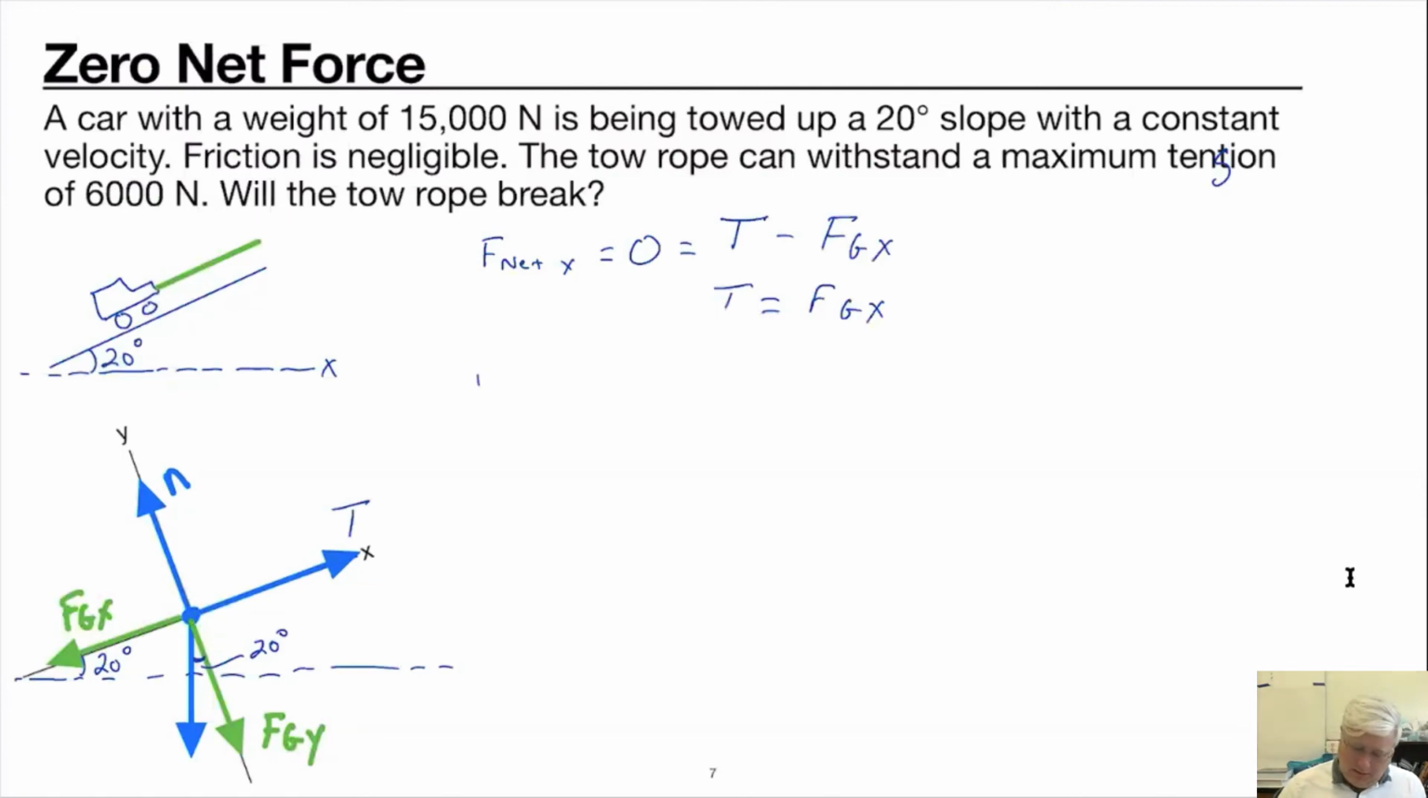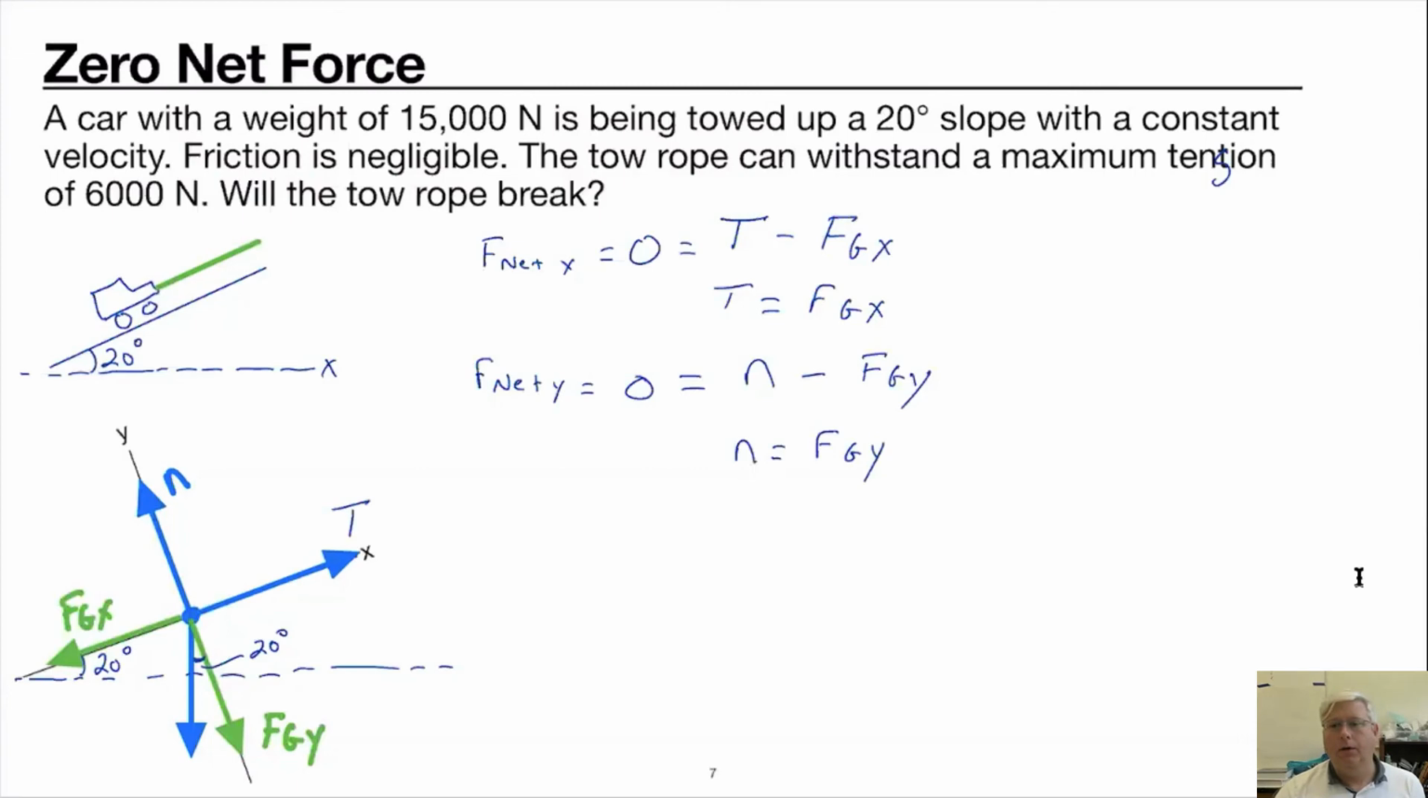And then for the y, also is going to equal 0. We have the normal force, which is positive, minus the y component of the force due to gravity. And simplifying that, we can say normal force is equal to the y component of the force of gravity.